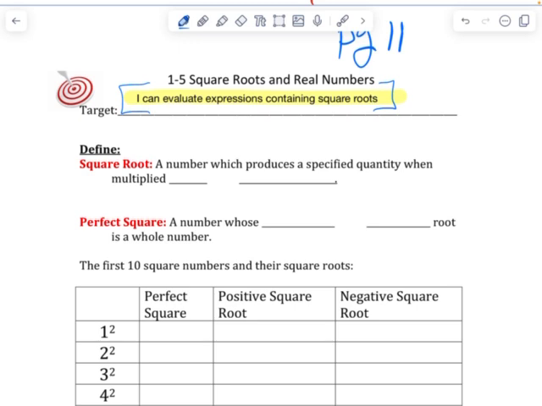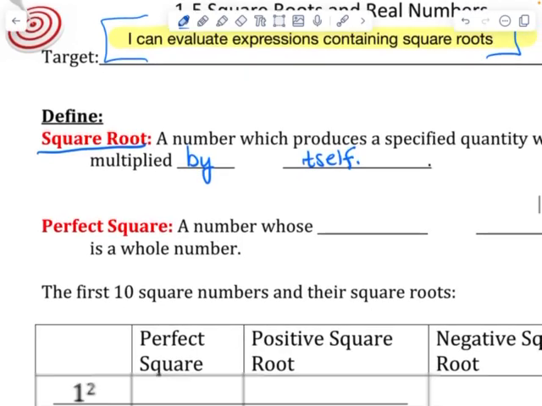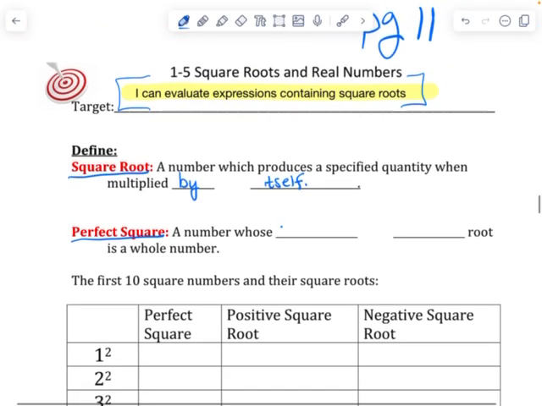We'll start with two definitions first. The definition of a square root is a number which produces a specified quantity when multiplied by itself. And a perfect square is a number whose positive square root is a whole number.